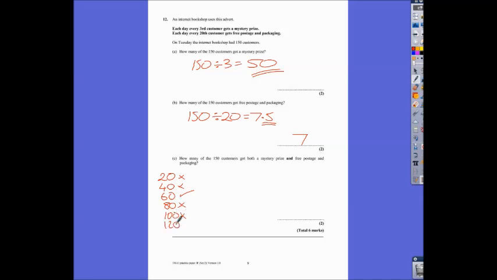The 120th, again, 3 goes into that. So the 120th customer would have got both. Then the 140th, 3 doesn't go in, and 160, we don't get up that far. So the 60th customer and the 120th customer win both. Now it asks for how many. So the answer is 2 customers.